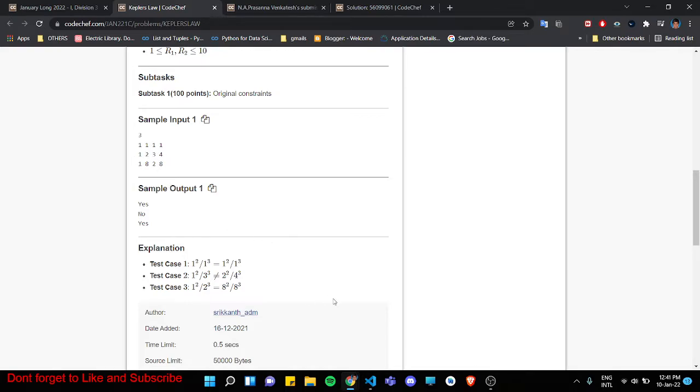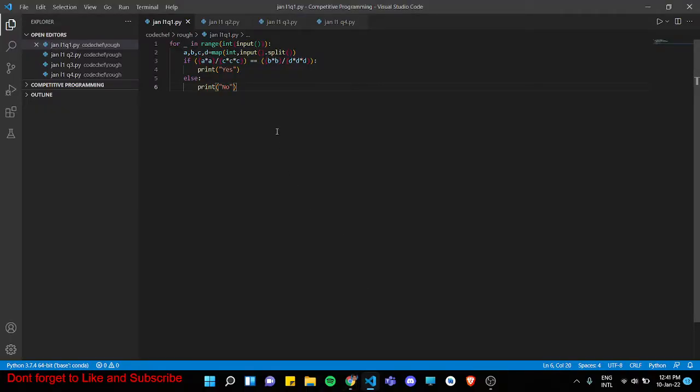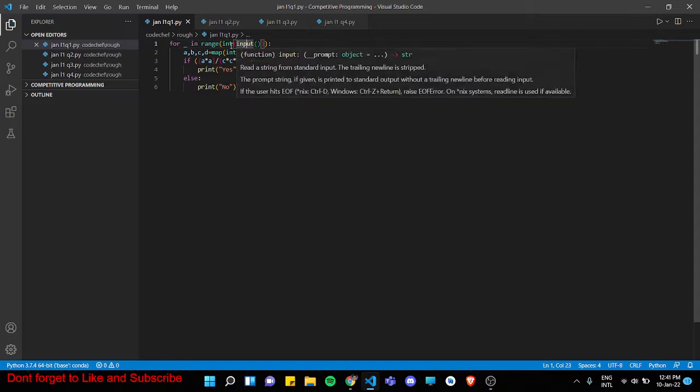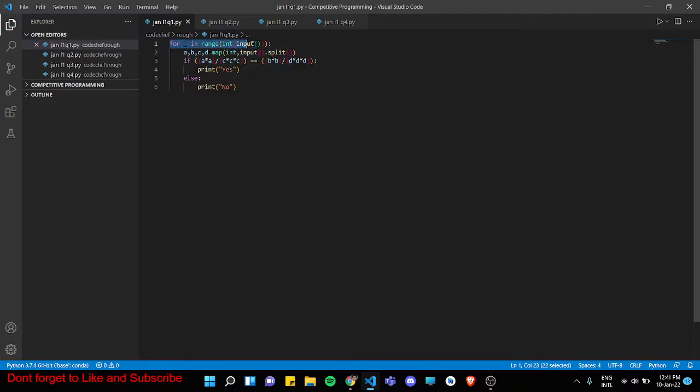Without further conversation, let's just see the code. The first line is for the number of test cases. We are getting the input and then iterating for every test case. We are getting 4 inputs, A, B, C, D, and then we check if A square divided by C cube is equal to B square divided by D cube. If it is satisfied, then we print yes, or else no.